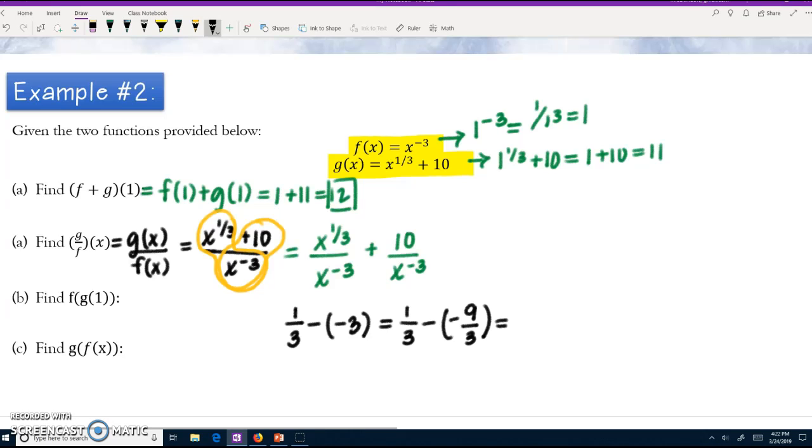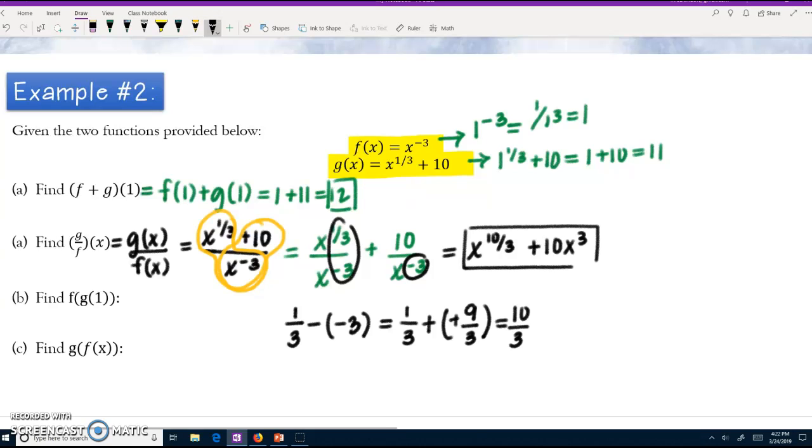Because if I put this over 3, I'm multiplying this guy by 3 as well, which gives me the negative 9. I have 1 minus negative 9, which means I really have 1 plus 9, which is 10/3. So these exponents are going to simplify together to become x to the 10/3 power. And then this expression just has a negative exponent, which means I need to move it up top. So I'll have 10x cubed.